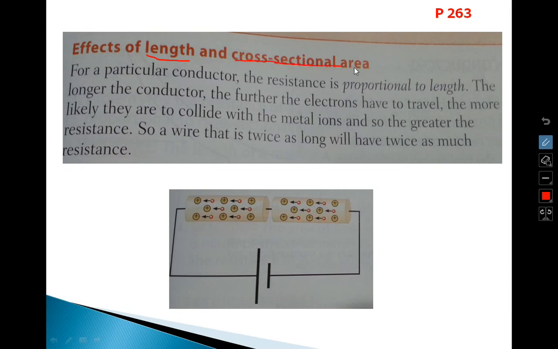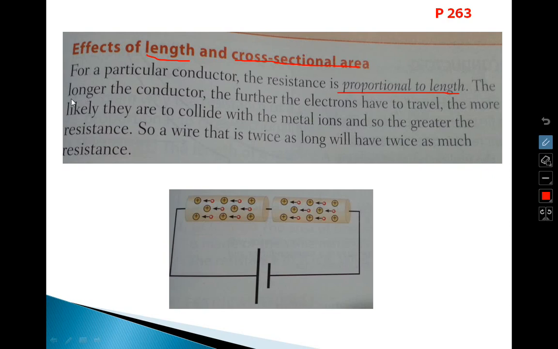which is cross-sectional area. For any particular conductor, like here in this circuit where we have a power supply and some conductor, any metal or any kind of conductor, the resistance is proportional to what? To length. It is proportional to length. How?